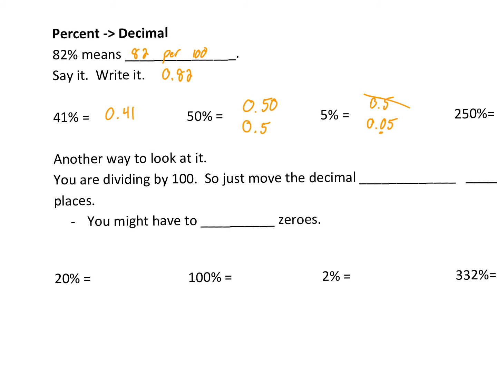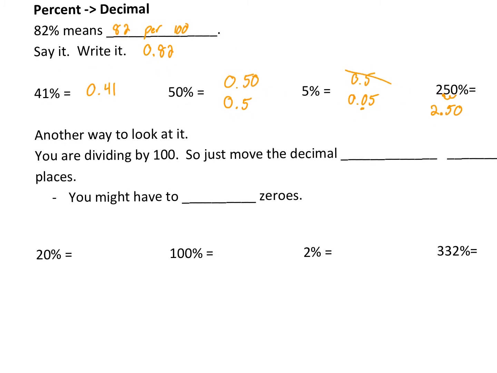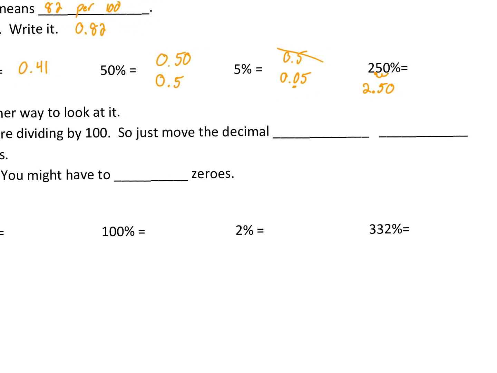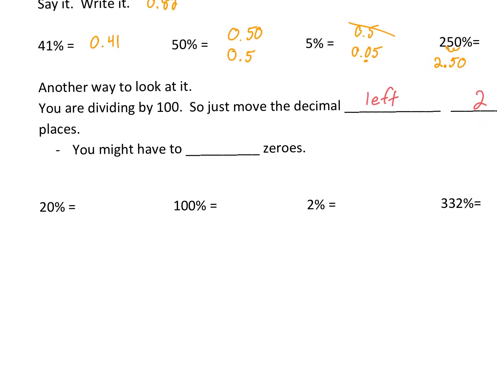250%. Oh, that one's a little harder. 250 hundredths. We can't quite do that. We know it's 2 and 50%. Okay, so let's look at it another way to make ones like that a little easier. When we're doing per hundred, we're really dividing by 100. So we can just move the decimal left 2 places. And you might have to annex some zeros to make this happen.